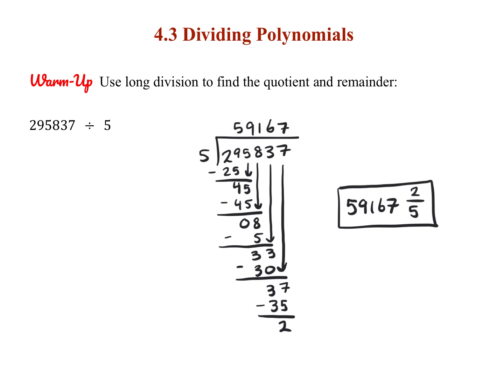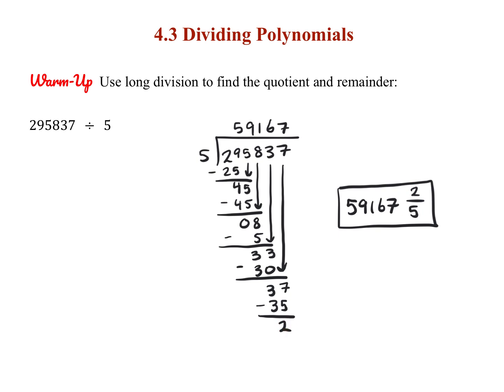So you put the result on top. We multiply 5 by 5 to get 25. We subtract and we bring down. Then we start all over again. 45 divided by 5 is 9. 9 times 5 is 45. Subtract, bring down. So that same process is what we're going to carry over when we're using our long division of polynomials. And then notice if you have a remainder at the end, we can write that remainder.